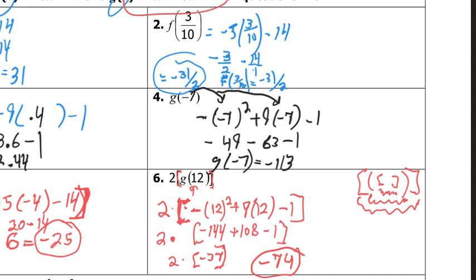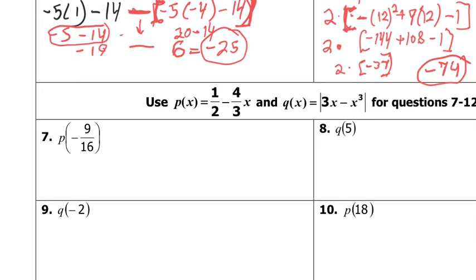Okay. Right. Here, we have some fractions to deal with. So let's put the 9 over 16 inside of the function, the p function. So we have 1/2 minus 4 over 3. And the x is, we put this one inside. Okay. That's the p function, right?